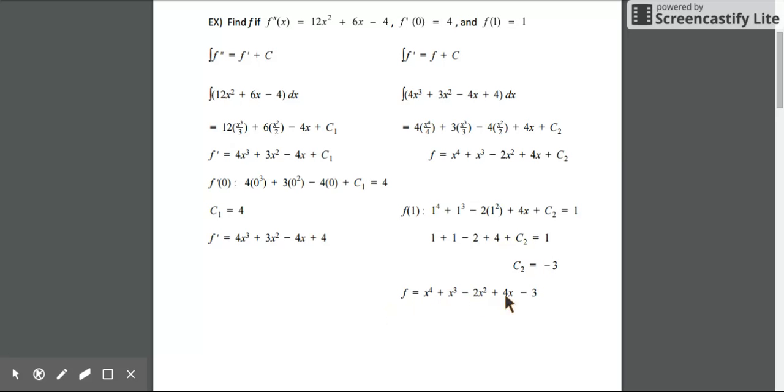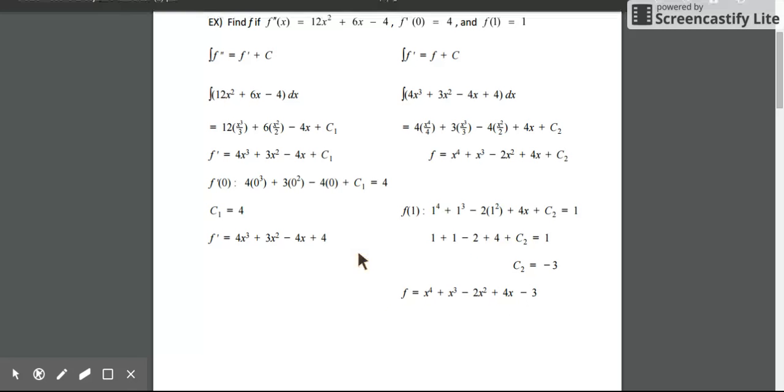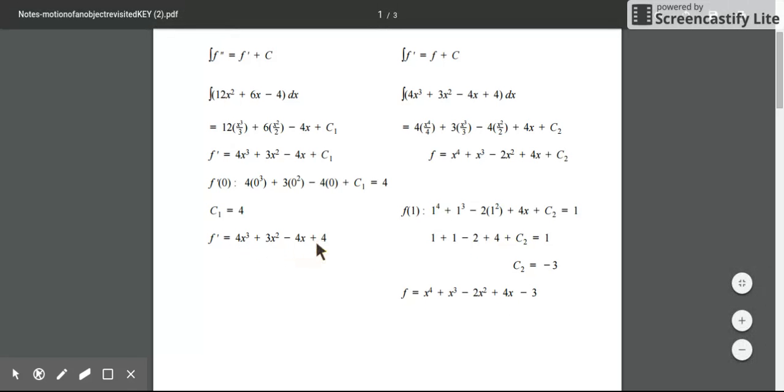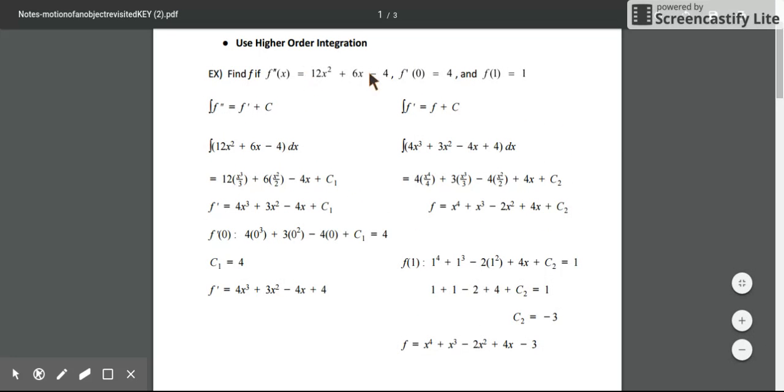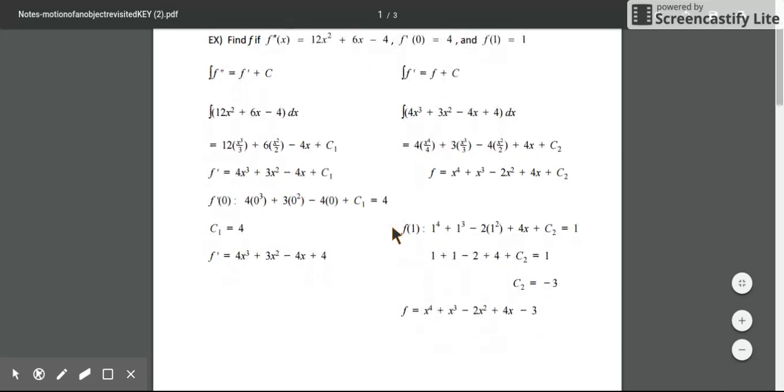So there's our original function. We can check our work. We could differentiate this once and make sure we get that first derivative, and then we could differentiate it again and make sure we get our second derivative. So we're able to check our work here.